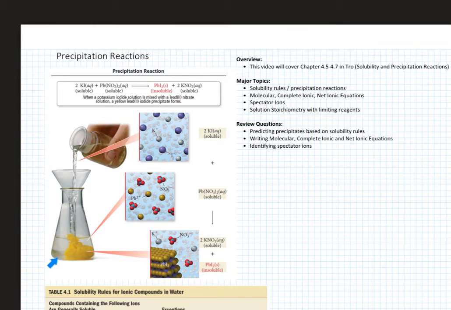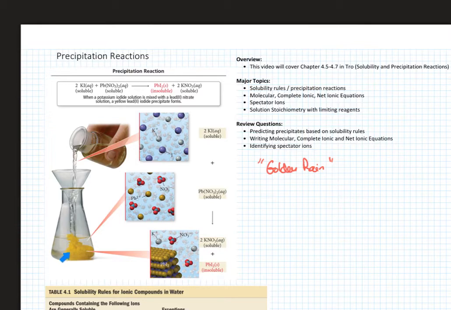This particular one is a very dramatic example. This is actually lead iodide. We'll talk about the reaction here in a minute. If you go on YouTube, you can look up some examples of what's called the golden rain reaction. If you type in golden rain precipitation reaction, you can watch a video of this lead iodide reaction taking place.